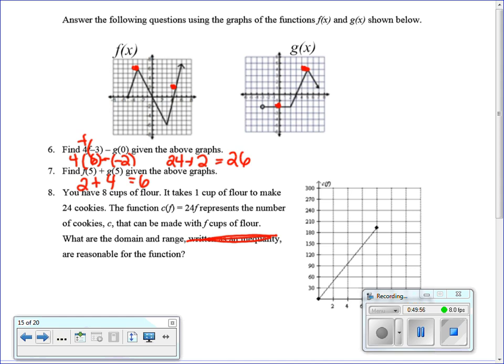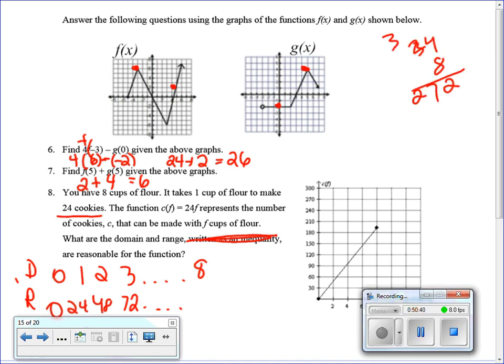So we have 8 cups of flour. My reasonable domain is that I could use 0 cups of flour and make 0 cookies. I could use 1 cup of flour and make 24 cookies. I could use 2 cups of flour and make 48 cookies. I could use 3 cups of flour and make 72 cookies. And I could continue that all the way up to 8 cups of flour and 272 cookies. So your domain, reasonable domain, would be 0, 1, 2, 3, and 8. And your range would be 0, 24, 48, 72, all the way up to 272 cookies.